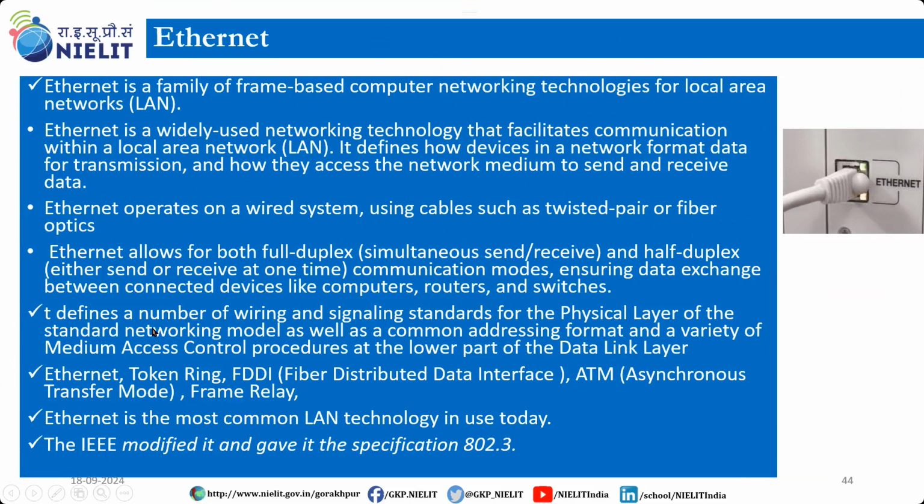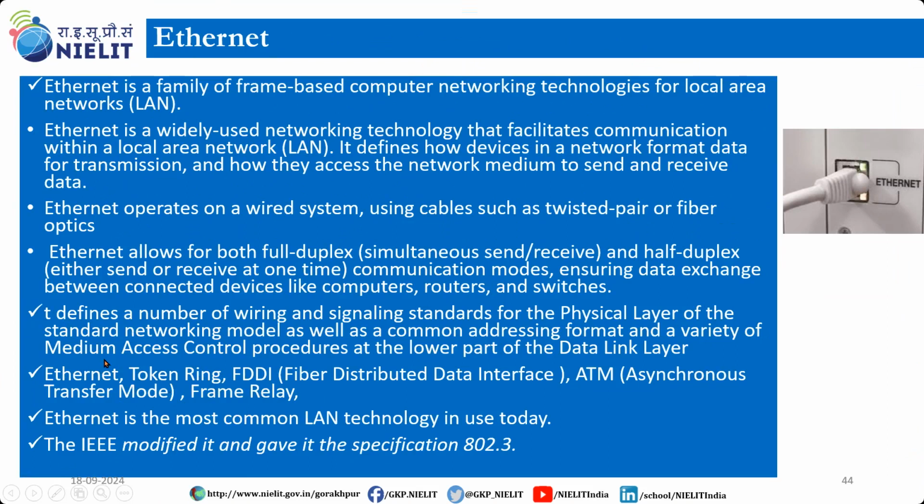So Ethernet defines how many wires will be there, what will be the voltage, what will be the signaling standard with respect to different wires, what will be the connector, which pin will send the plus 5 volt, minus 5 volt, 0 volt. So these types of things have been defined in Ethernet. In addition to Ethernet, there are a number of network technologies like token ring, FDDI, ATM, frame relay. So these are the different networking technologies in addition to Ethernet.